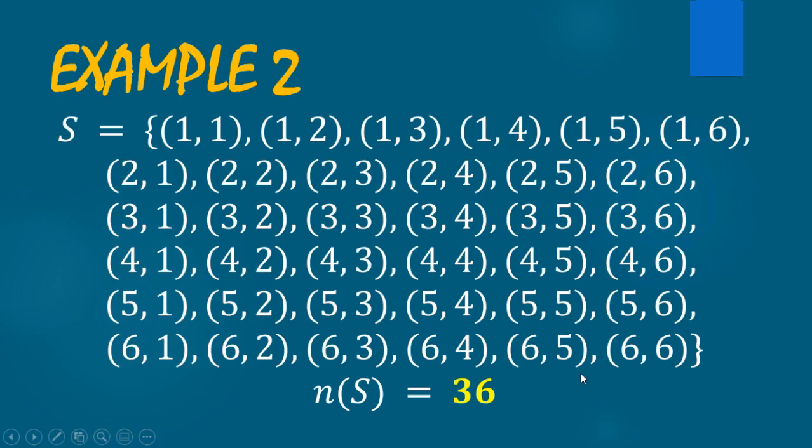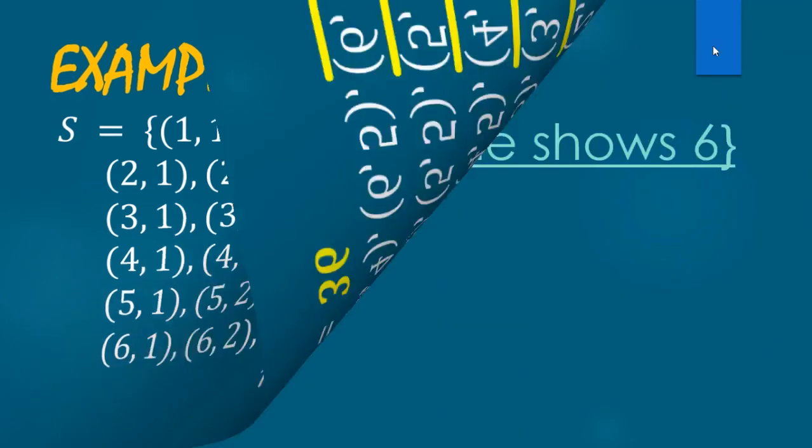So in this given sample space again, if the yellow die will show 6, we have 1 6, 2 6, 3 6, 4 6, 5 6, and 6 6. So we have a total of 6 elements.